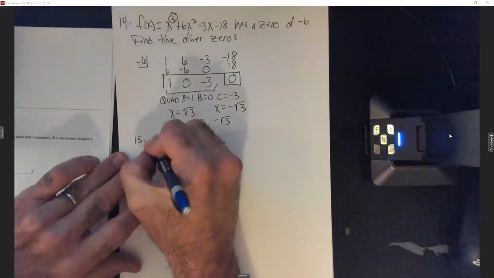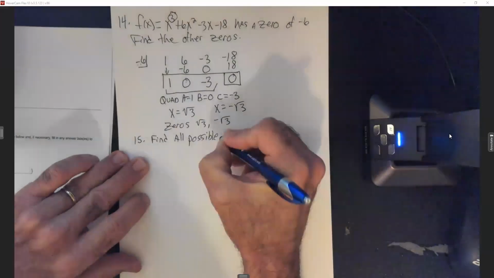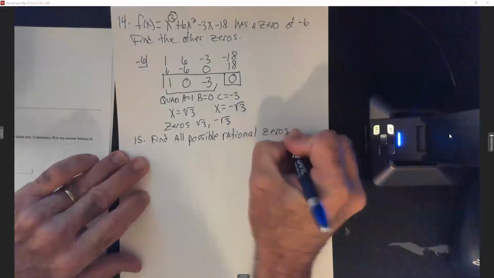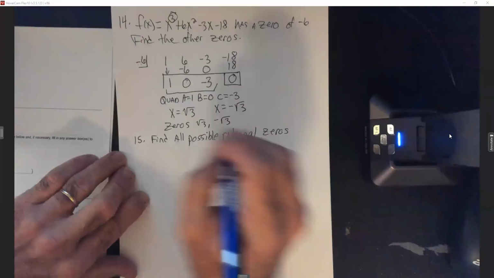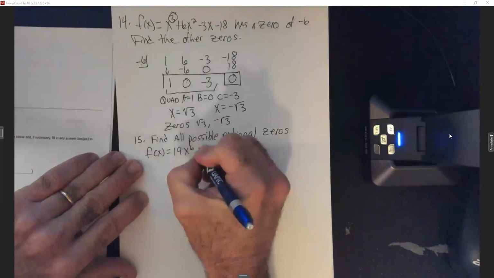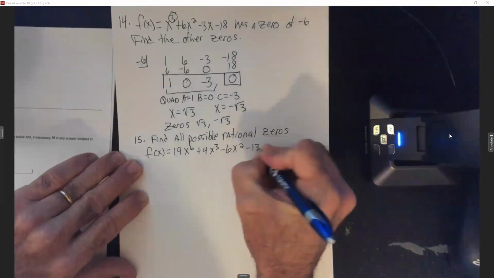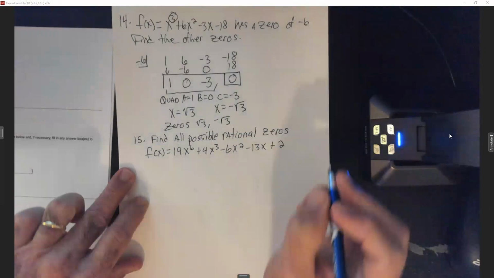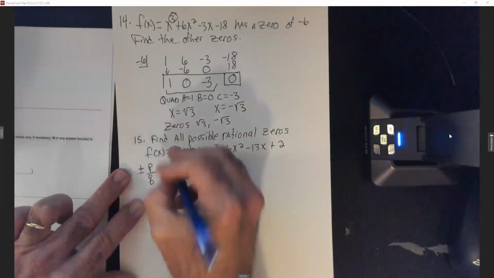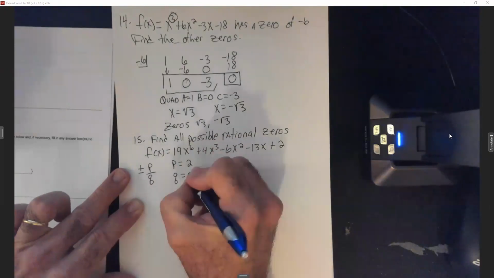We're going to find all possible rational zeros. So they're giving us f of x equals 19x to the 6th plus 4x to the 3rd minus 6x squared minus 13x plus 2. So this is the one where I found all the combinations of the p over the q, where p is the last number, 2, and q is the first number, 19.